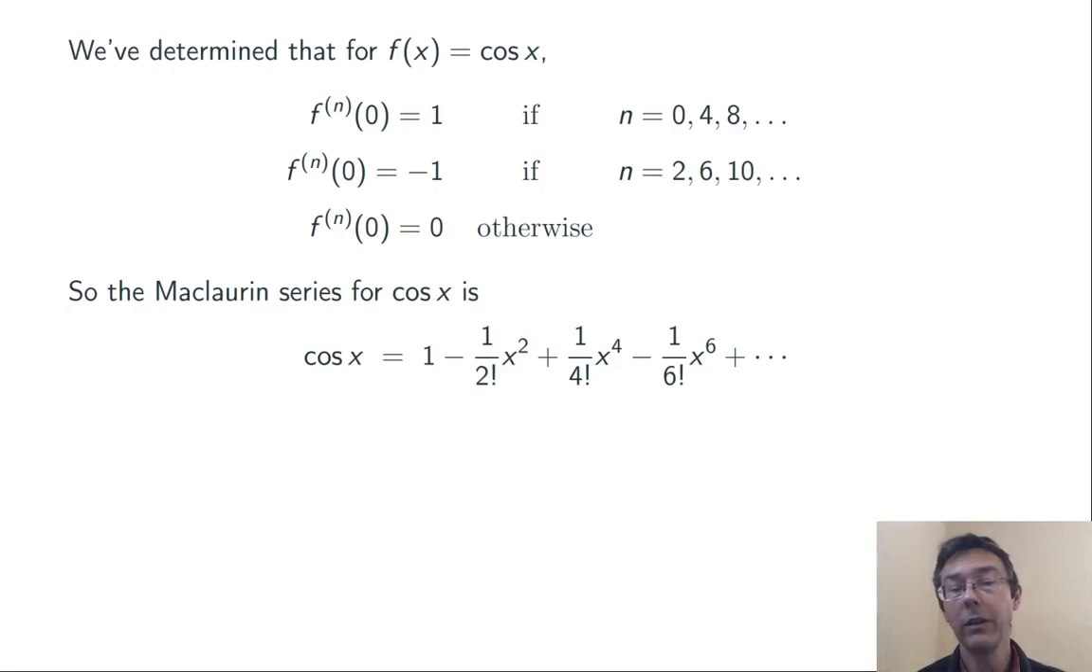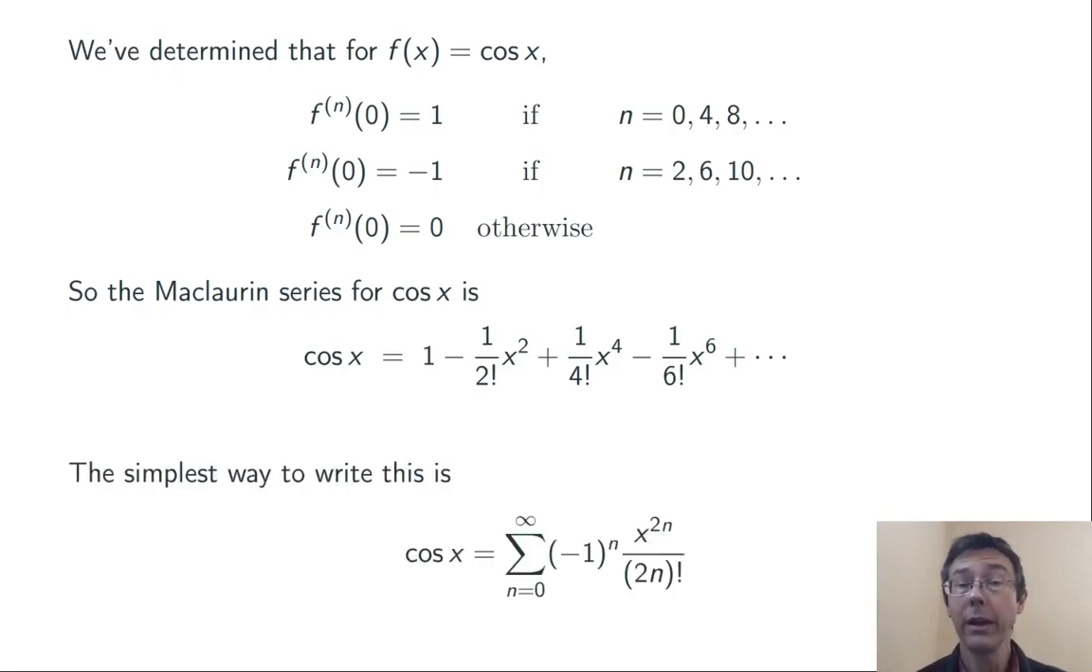Now, even just seeing those first few terms, I can already come up with a pattern and write the general formula for the Maclaurin series of cosine x. It's the sum from n equals 0 to infinity, negative 1 to the n, x to the 2n over 2n factorial. The negative 1 to the n gives me the alternating series, and the x to the 2n gives me only the even powers of x. And of course, the 2n factorial in the denominator ensures that my factorials always end with even numbers as well.